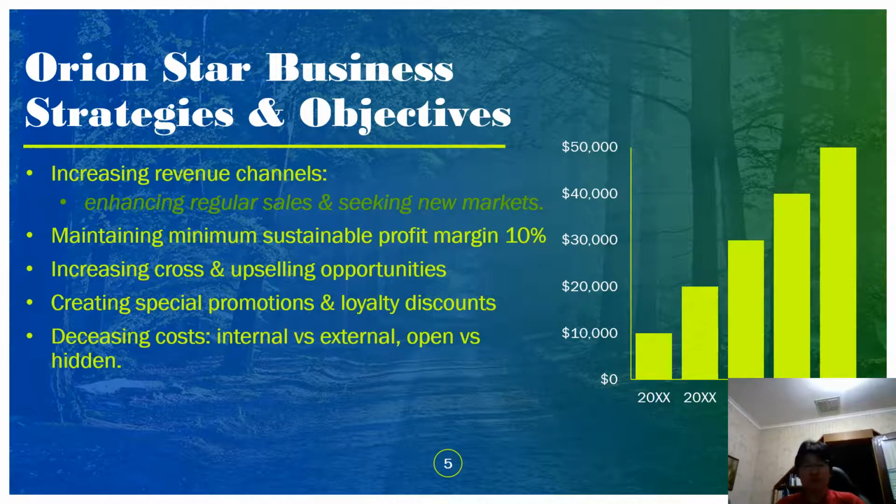Our report will be measured up against these 5 objectives. First is to deal with revenue, second is to do with profit margin, third is to deal with costs and upselling opportunities. The second last is relating to promotions and loyalty discounts. Finally, everybody knows cost matters.